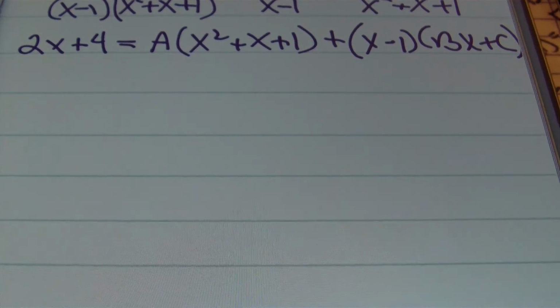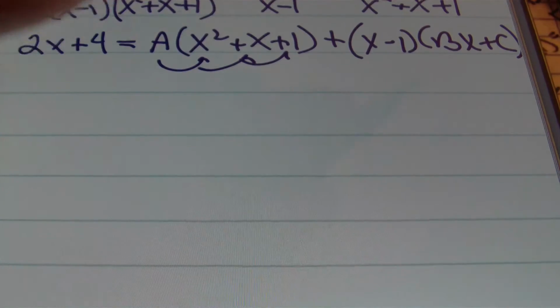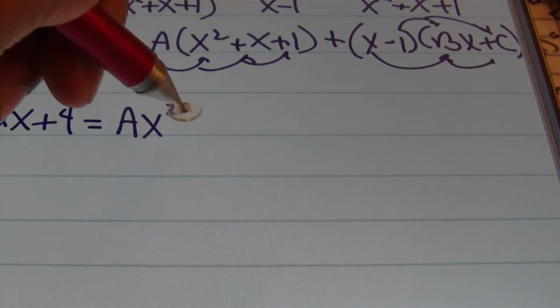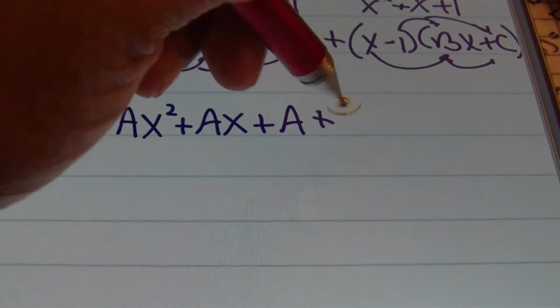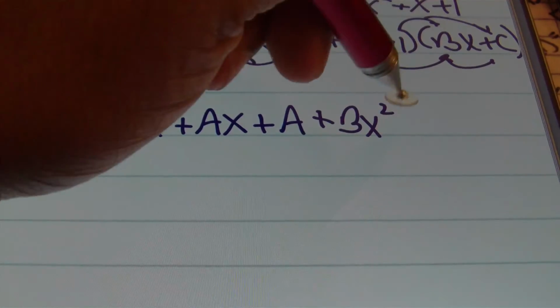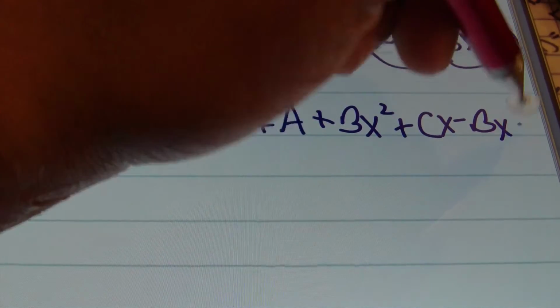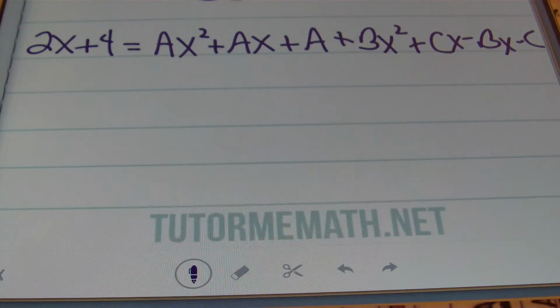Okay, from here, we're going to be multiplying. So that's right, get those arrows popping. Over here I have a binomial times a binomial. Next we'll be bringing down 2x plus 4, which equals ax squared plus ax plus a plus bx squared plus cx minus bx minus c. So this is what I have after I distributed everything.